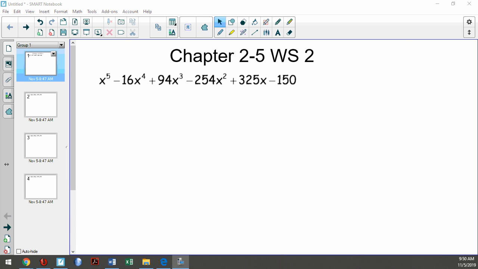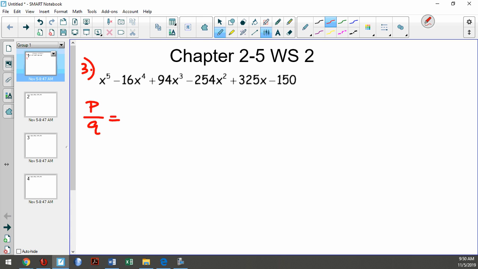Okay, so chapter 2.5 worksheet 2, number 3. First thing we're going to do is P over Q. P is going to be 150, Q is going to be 1. So plus or minus. And then I'm literally going to write these over top of each other, because that way they're partners. It's just easier for you to see them like that. So I'm going to have 1 and 150.